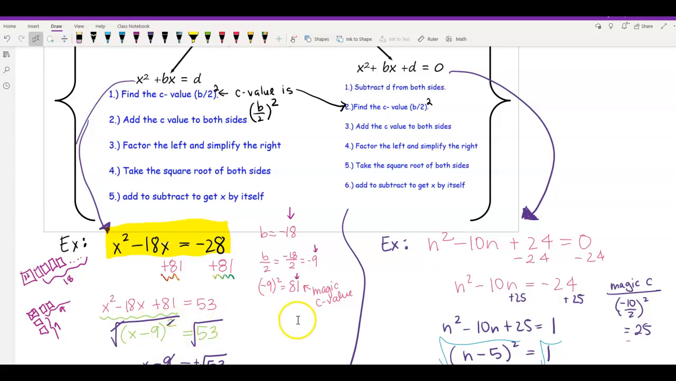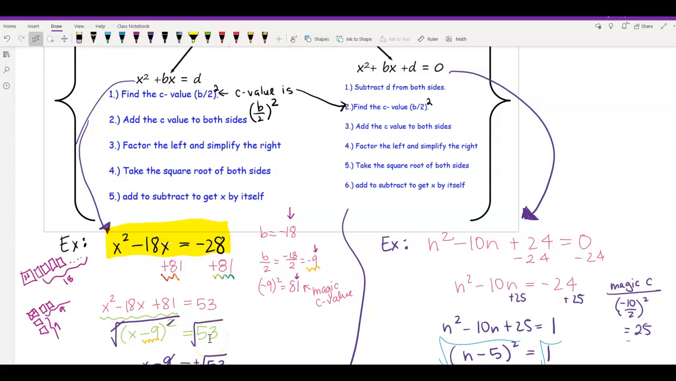Now, if you think about this, this is always going to happen. Remember that minus 9 we had before? That's going to show up again in your factor. So really, you shouldn't have to think too hard about what that factor is going to be because you already found the number that goes in that factoring. So I have x minus 9 squared, again, equals 53.